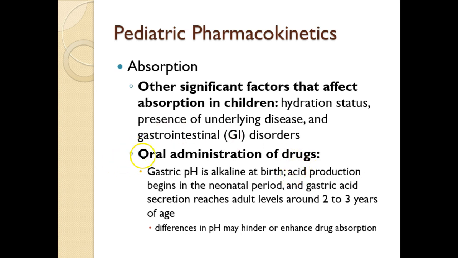If they're taking oral drugs or enteral medication, you have to know the gastric pH. At birth for neonates it is alkaline, and then it increases in acid production by the neonatal period, so the first 28 days, and then it will reach adult levels around 2 to 3 years. Remember that most drugs are much more rapidly absorbed in an acidic environment. So these differences in pH could hinder or enhance their drug absorption.